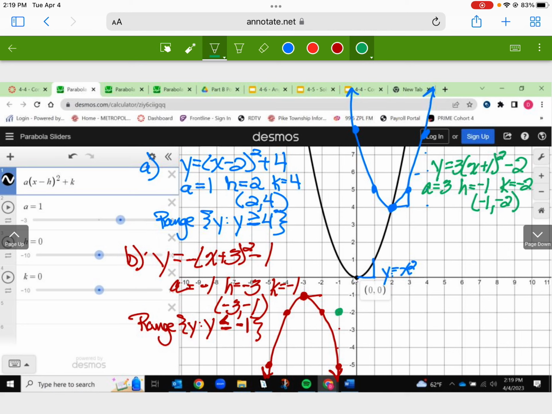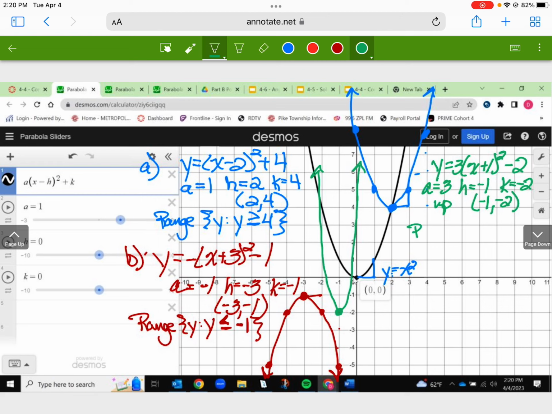And I have a value of a of 3. That's positive, so I know it's going up, but it is 3. So does that make it more narrow or more wide? As you're reaching up higher, it's going to become more narrow. So I don't know exactly, but I know it's going to be pretty narrow. So there it is, a narrow one.